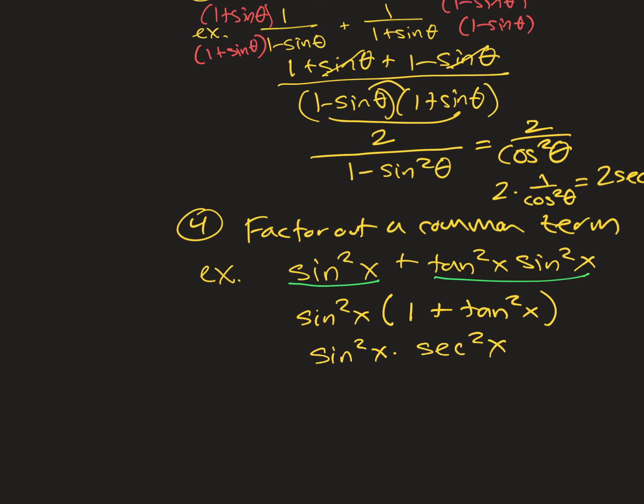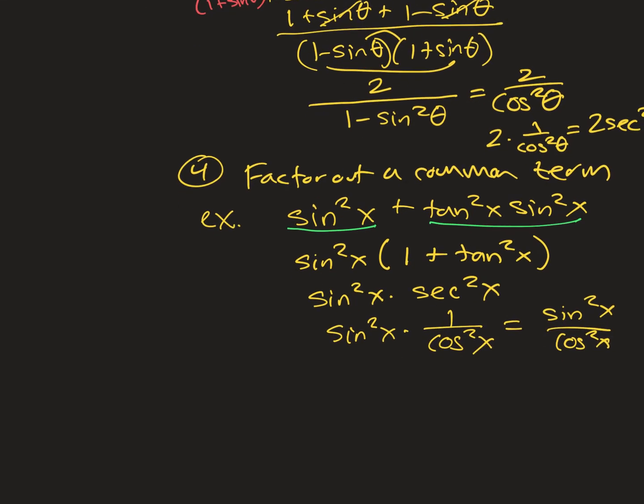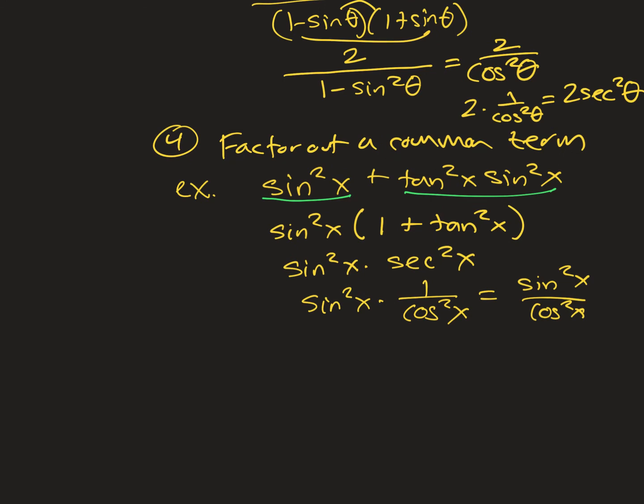Okay, I'm still not satisfied here. What can I do with secant squared? Well, I can change it to 1 over cosine squared x. So now I've got sine squared x over cosine squared x. And remember what that little superscript of 2 really means. This just means I'm taking the sine of an angle and the cosine of an angle, getting a ratio, and just squaring it. So we know sine over cosine is tangent, so this is just the same as tangent squared x. Okay, so hopefully that's helpful.